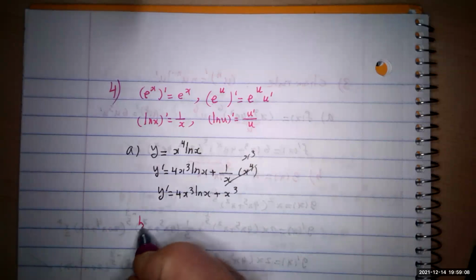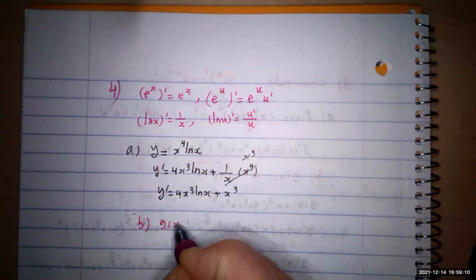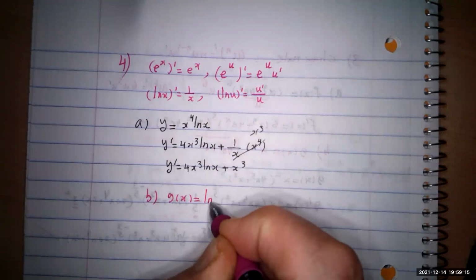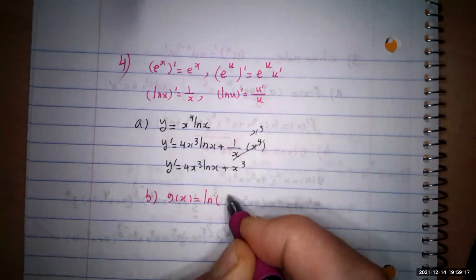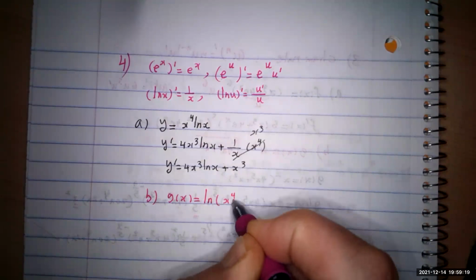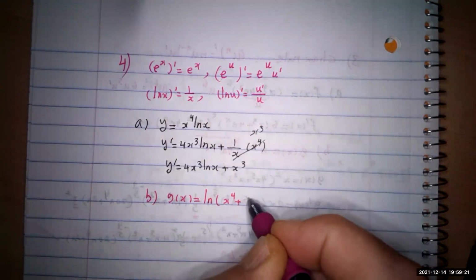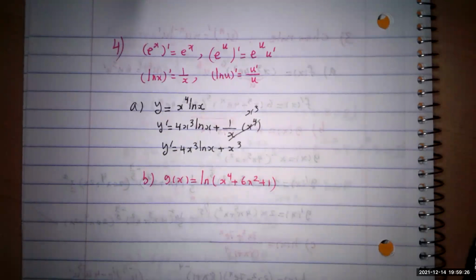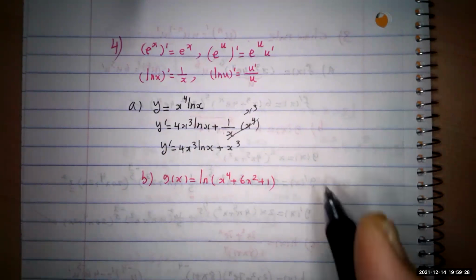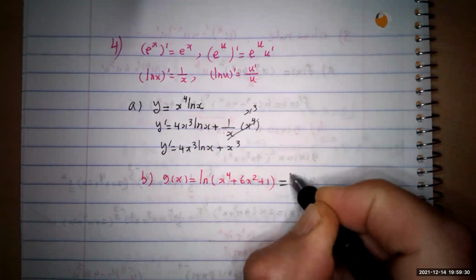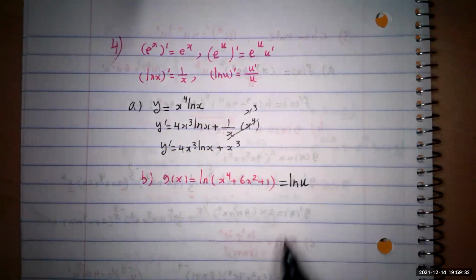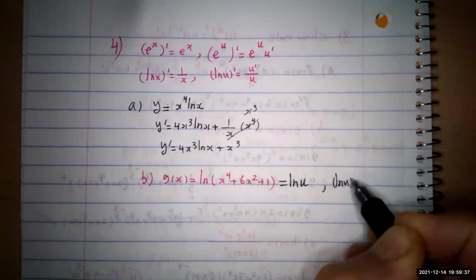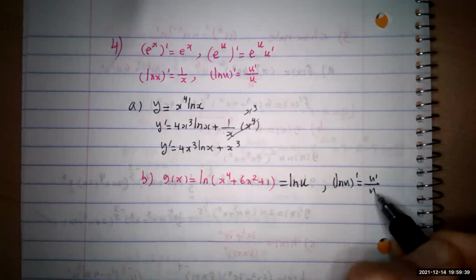Type 2 is the chain rule type. It's a famous one that we did before, but some of you missed it on, I think, test 2 maybe, or test 3. ln of x to the 4th plus 6x squared plus 1. You have to take this as ln of u. Now you know that the derivative of ln u would be u prime over u. Just copy this formula.